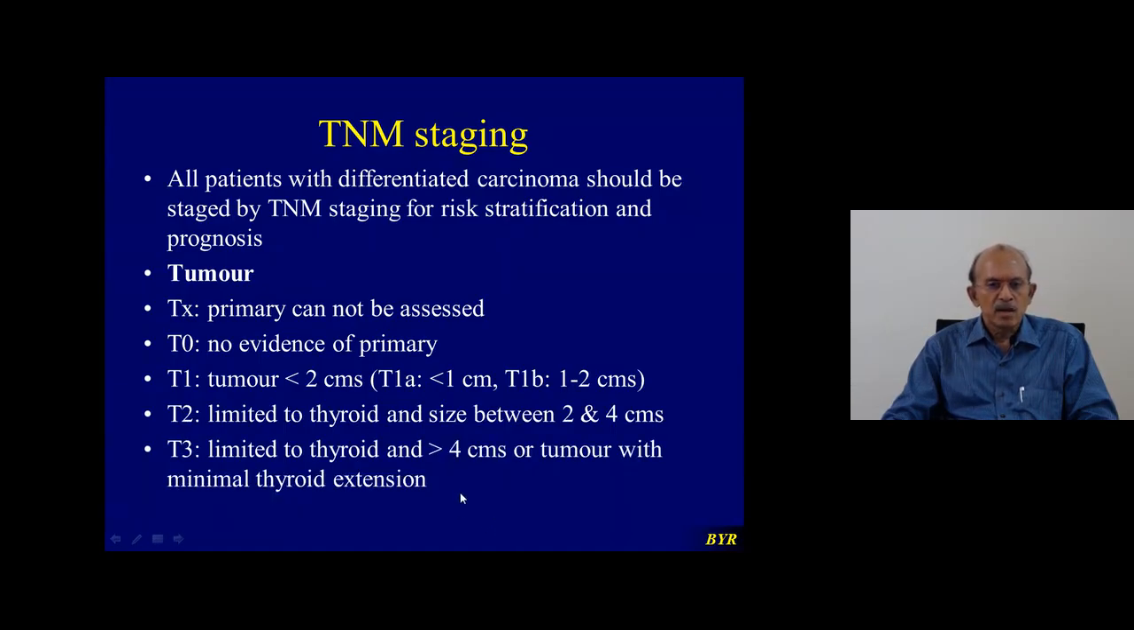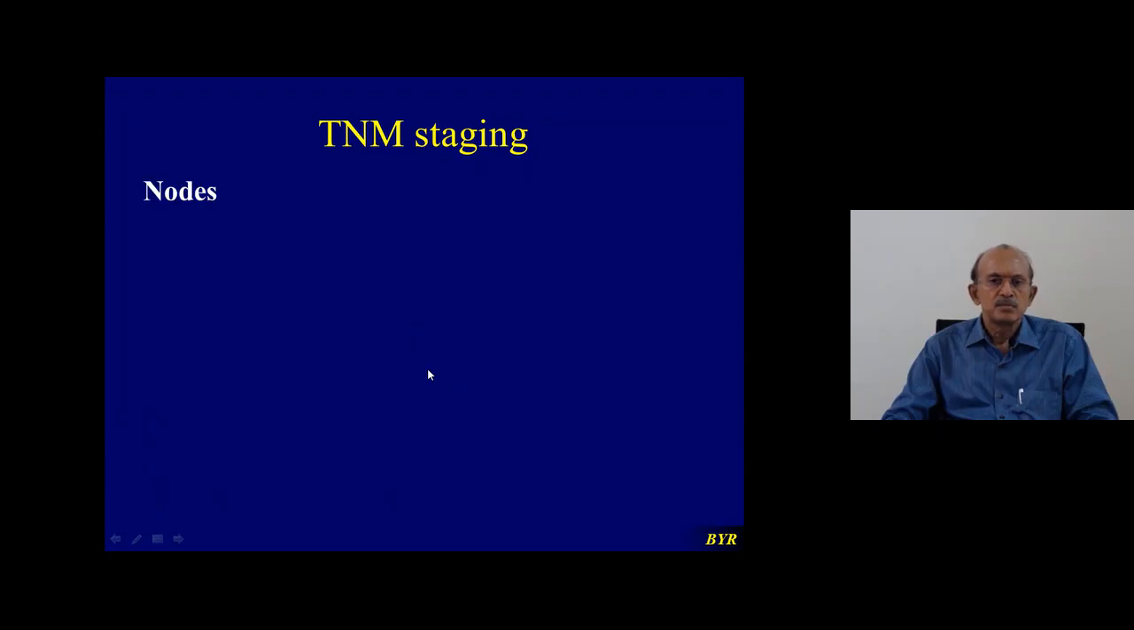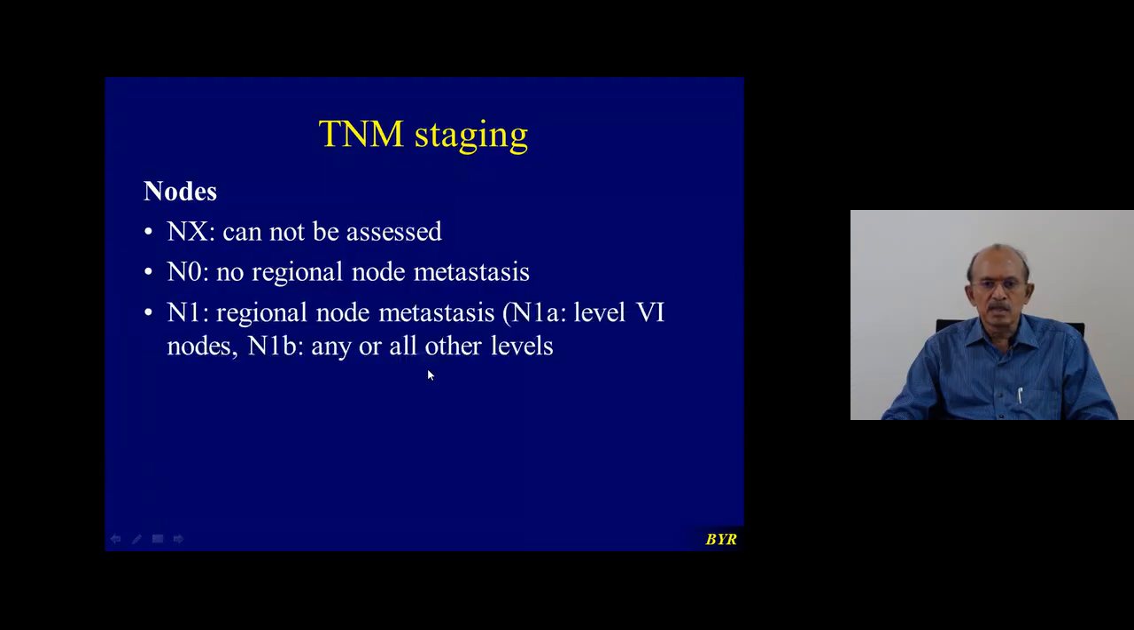T3, there is no extrathyroid spread, lesion is more than 4 centimeters. T4 means any size with extrathyroid spread. That means infiltration of the trachea, recurrent laryngeal nerve, esophagus, etc. The nodes: NX cannot be assessed, N0 no regional lymph node metastasis, N1 regional lymph node metastasis. That means N1A, level 6 nodes, the central group of nodes, and N1B, any other levels.